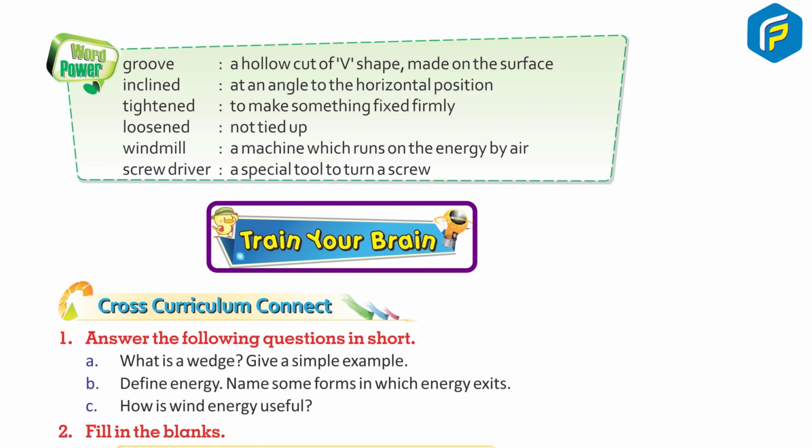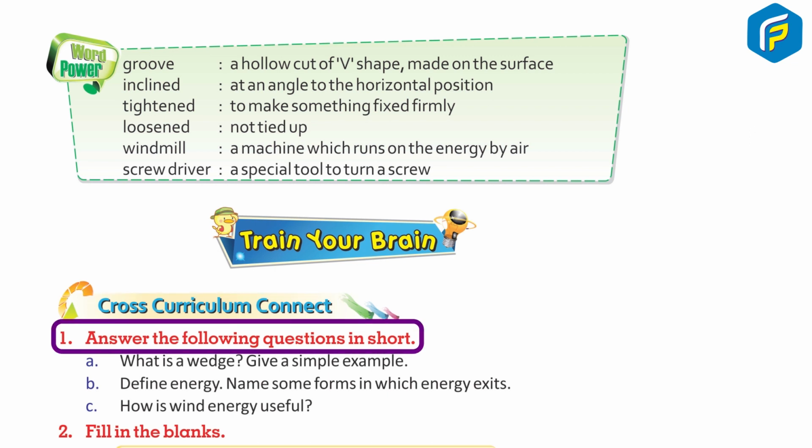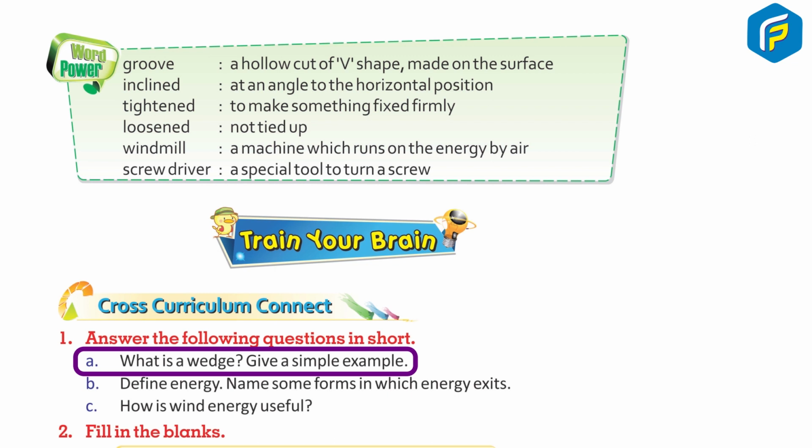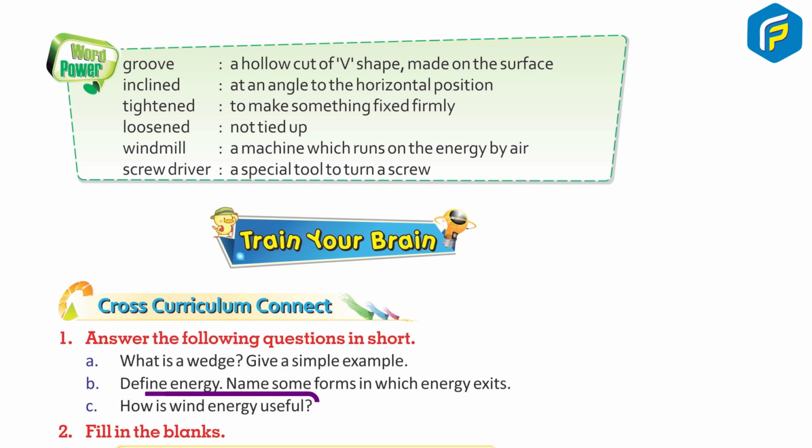Turn your brain. Cross Curriculum Connect. 1. Answer the following questions in short. A. What is a wedge? Give an example. B. Define energy. Name some forms in which energy exists. C. How is wind energy useful?